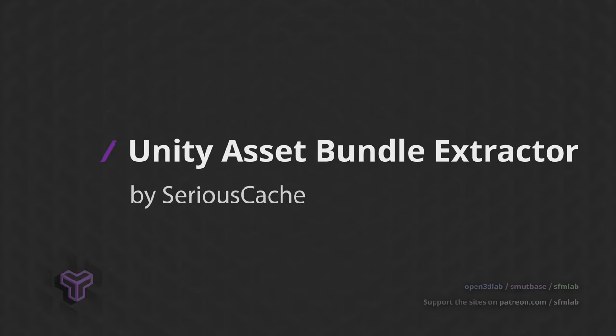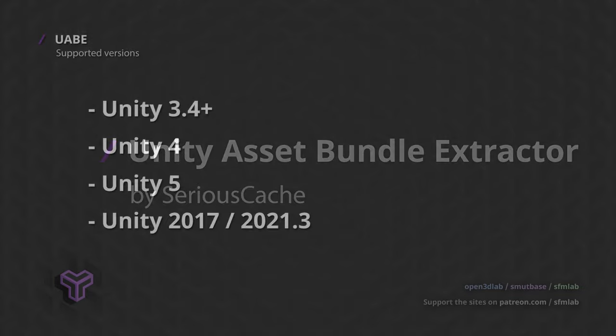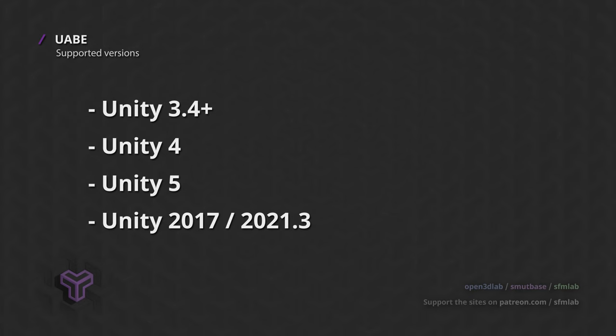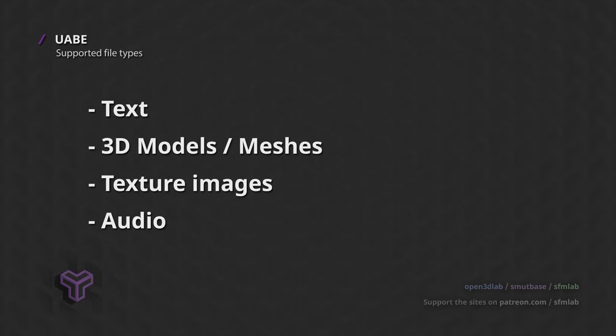This is the tool we'll need, the Unity Asset Bundle Extractor. The link is in the description. At this time, it supports versions starting from Unity 3.4 up to version 5, and all versions from 2017 until 2021. But by the time you are watching this video, that may have changed, so be sure to check the README for more information. We'll be using it to export the raw data to common formats using the included plugins.